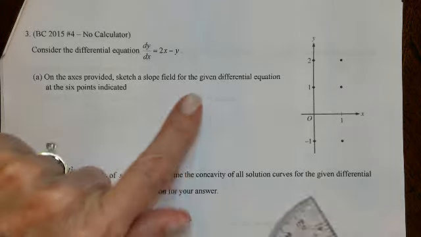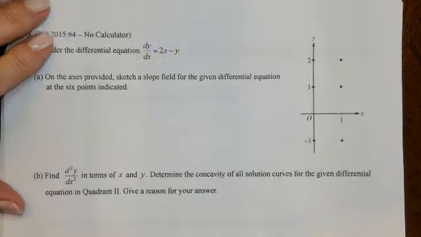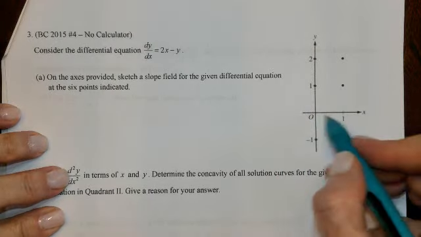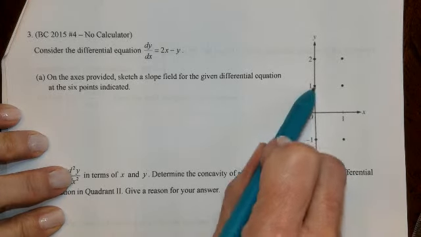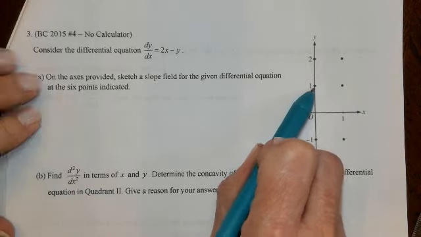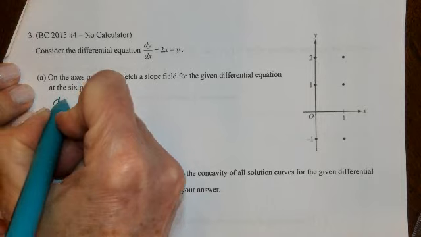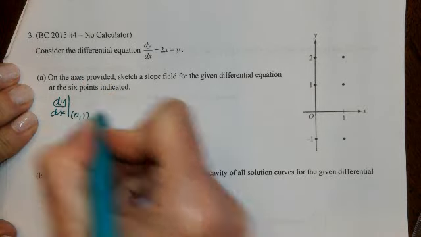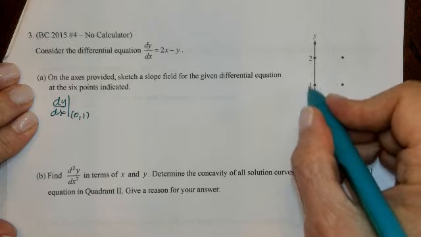Let's see. So we're going to sketch the slope field. I'm going to do this a real long way. These are things I usually just do in my head, but to show you what I'm doing, I'm going to do it the long way. So I'm going to go to a point. I think I'm going to start up here with the point (0, 1). So I'm finding the slope at (0, 1), and then that'll be giving my slope right here.